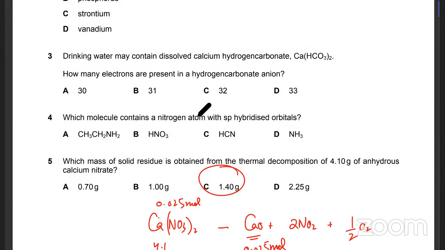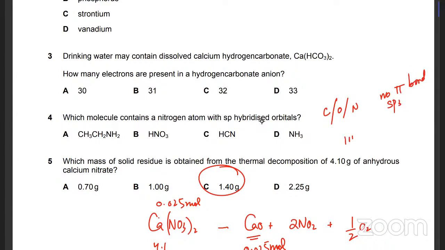Which molecule contains a nitrogen atom which is sp hybridized? HCN. Okay, that's it. And remember the rule that applies to carbon, and to all three. If no pi bond, that is sp3. Single bonds only.